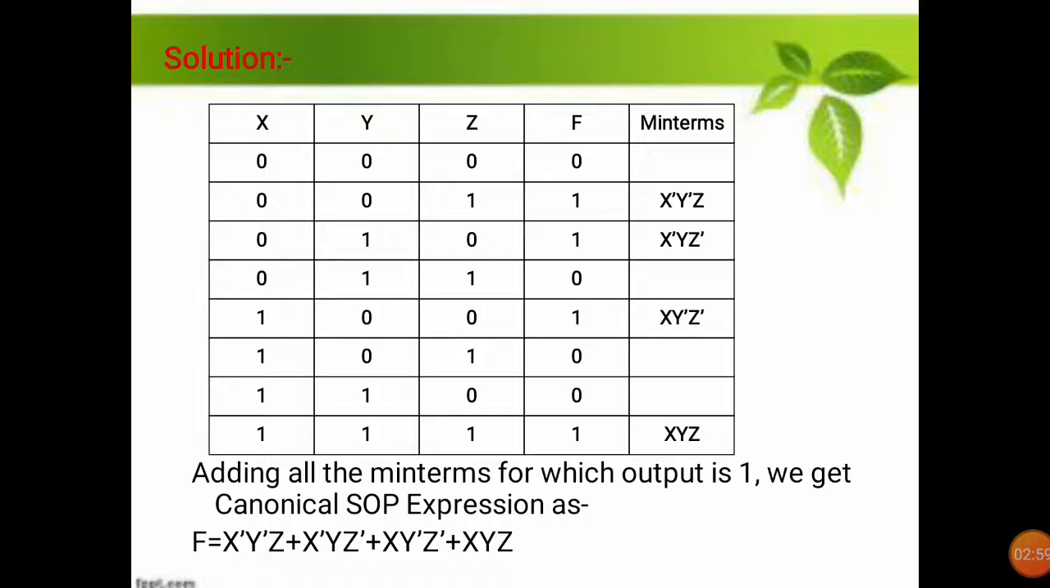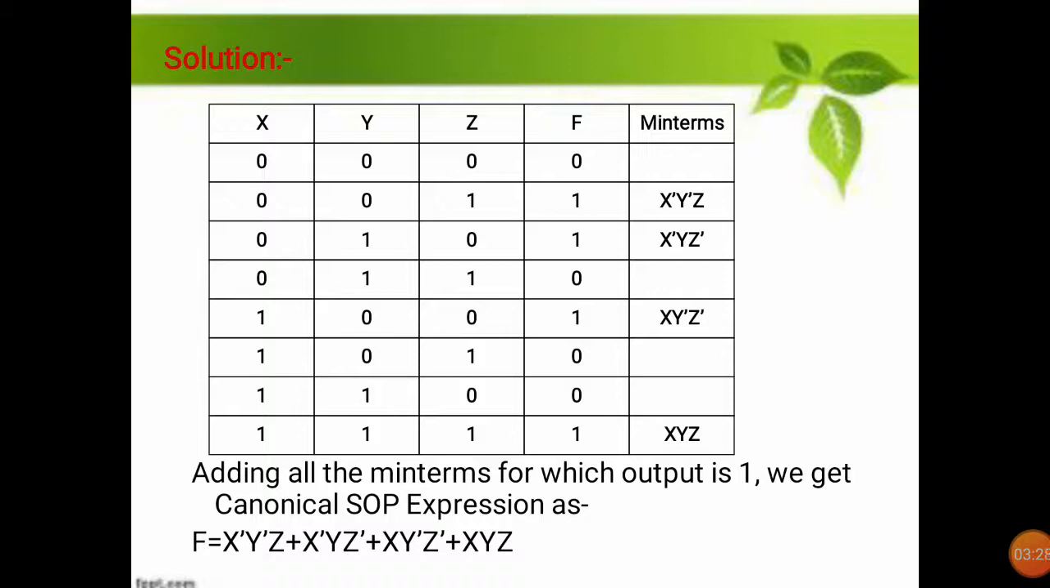For the second row, I have written the min term x bar y bar z. Here x is 0, y is 0, so we have to write the complement of the variable, and where it is 1 we have to write the original form. So the min term for the second row is x complement, y complement and z.